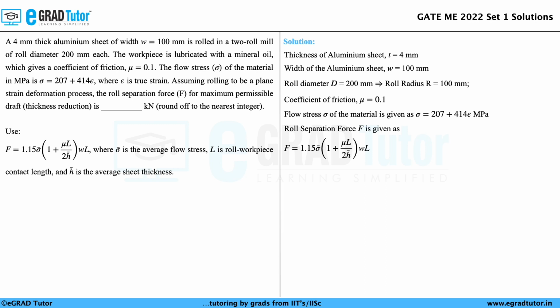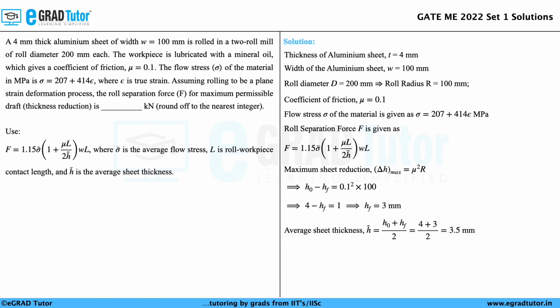Then the maximum possible sheet reduction due to rolling, delta H max, can be written as mu square into R, and delta H max is nothing but the initial thickness minus final thickness, that is equal to 0.1 square into R, where R is the roll radius, which is 100. Substituting the initial thickness of the sheet as 4 mm and finding the final thickness of the sheet after rolling will give us 3 mm. Now the average sheet thickness is H bar equal to H naught plus HF by 2, and that turns out to be 3.5 mm.